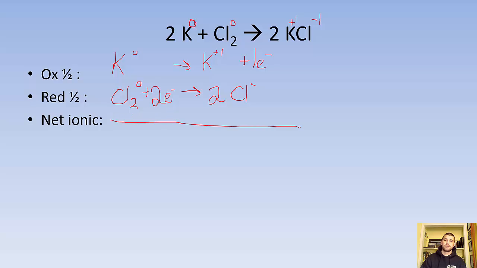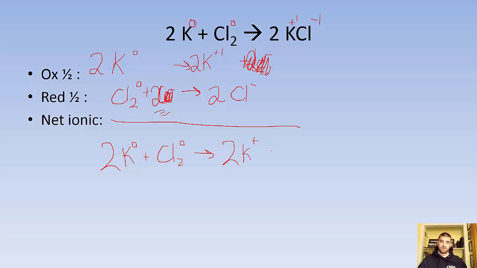Now, this one can be kind of easy to look at, just like the last one. If I'm gaining 2 electrons, I must lose 2 electrons, so I must do that oxidation half reaction twice. So there we go. Now the 2 electrons being gained on the left cancel out the 2 electrons being lost on the right. Now you add them up together. I got 2K, 0, and a Cl2, 0, giving me 2K plus 1s and 2 chloride minus 1s.